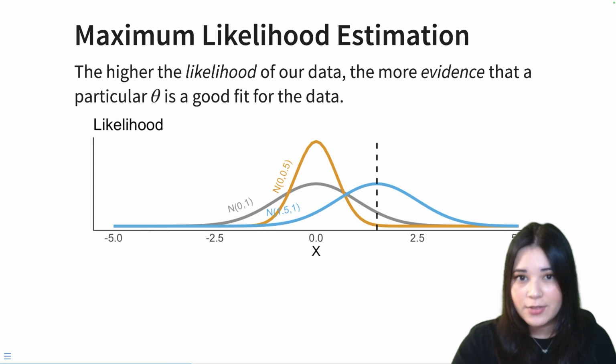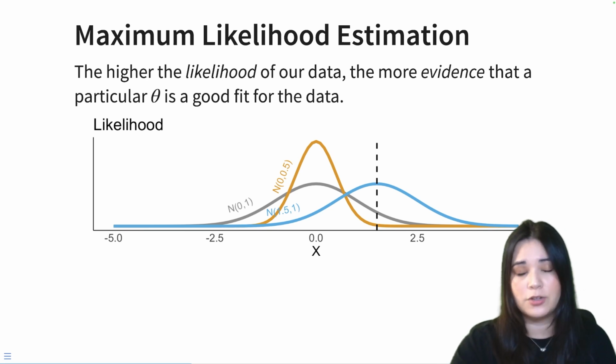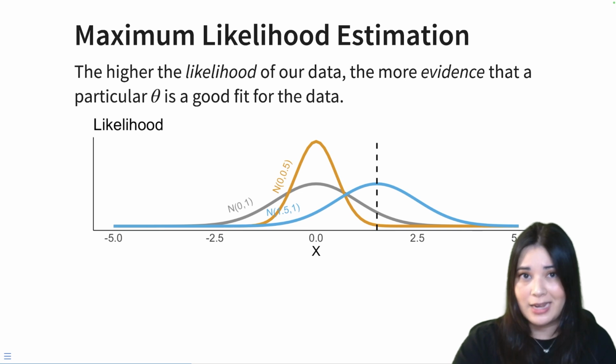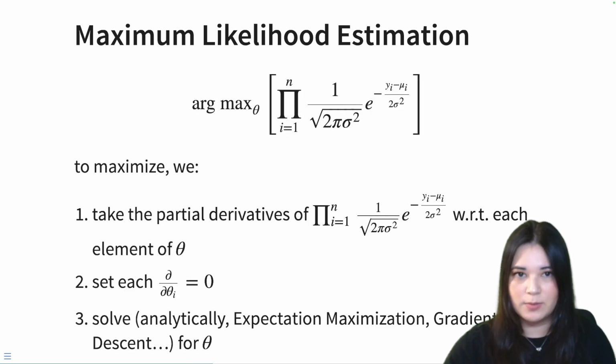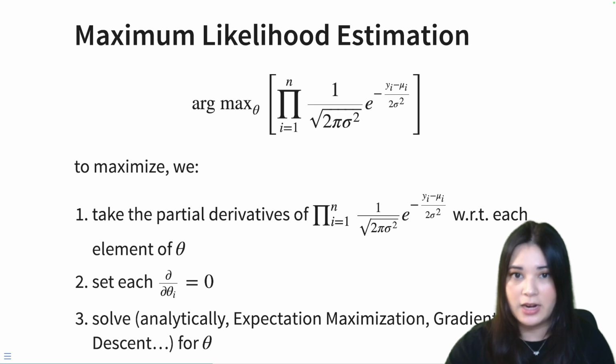Remember that the higher the likelihood of our data, the more evidence we have that those particular parameters are a good fit for our data. And we want to make sure that we choose parameters of our regression model that make our data likely. So in maximum likelihood estimation, we want to choose parameters for our model, theta, that maximize the likelihood of our data.